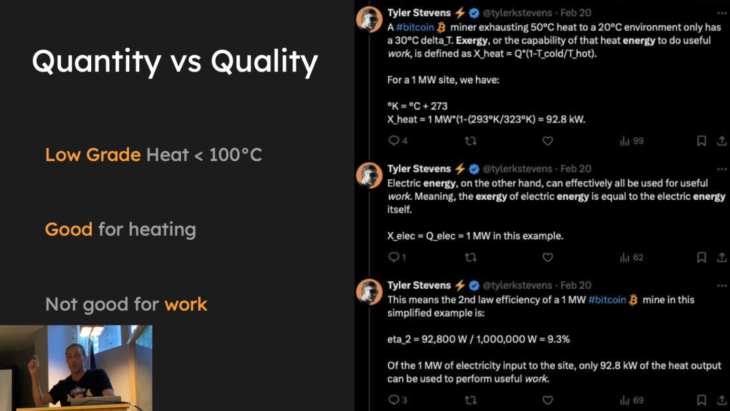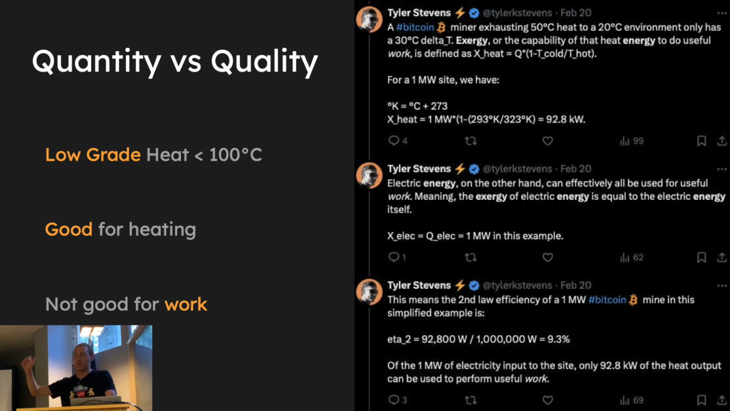That's a 30 degrees Celsius delta T, your temperature difference. The delta T is directly correlated to how much of that heat energy can be useful to be turned back into electric energy. That's a term called exergy. It's kind of the inverse of entropy. It's a measurement of how useful, or the capability to do useful work, an amount of energy has.